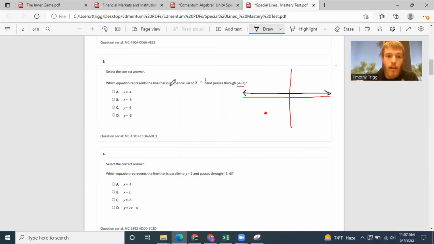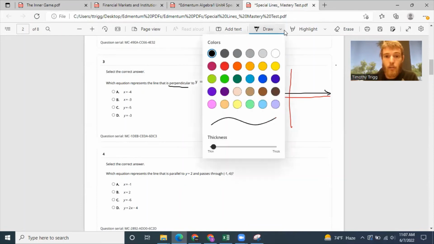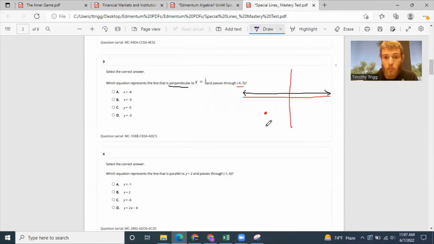So I'm looking for a line that's perpendicular to this line. So a perpendicular line would have to be vertical, wouldn't it? Okay, so it's a vertical line, so it'll be in the form x equals, and it has to go through this point. So figure out which of those it would be.